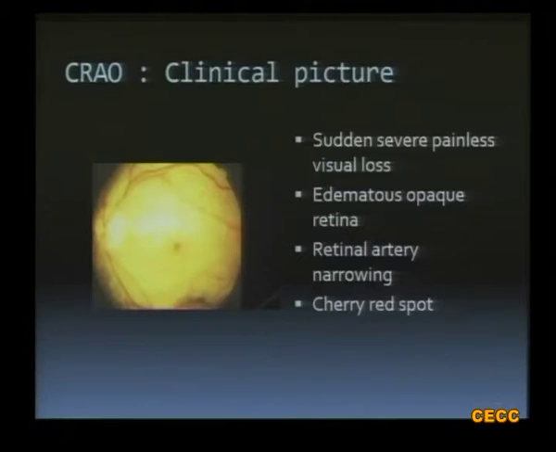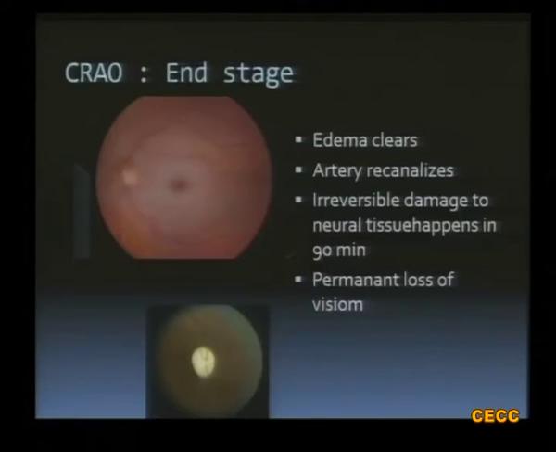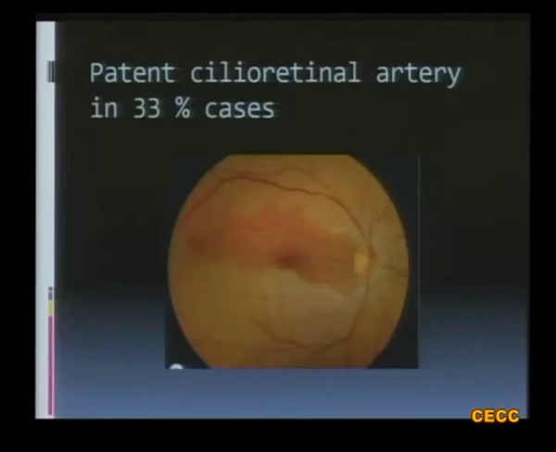So that's the clinical picture: sudden, severe, painless loss of vision with an edematous retina, retinal artery narrowing, and cherry red spot. And in the end stages, there may be a permanent loss of vision also, if not treated within 90 minutes. In 33% of cases, there may be a patent cilioretinal artery which is responsible for a good vision despite the presence of this occlusion. And this may be evident, as in this case, very nicely.